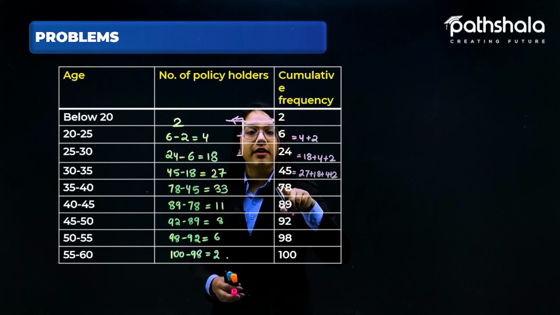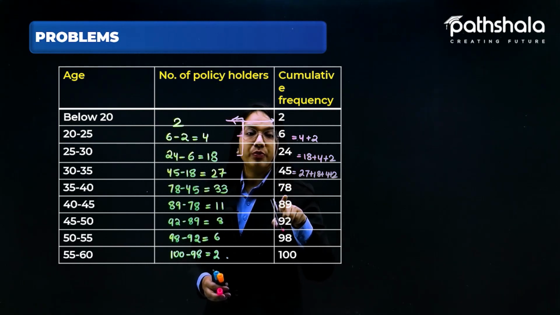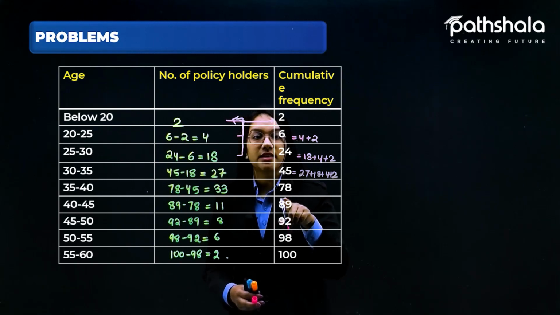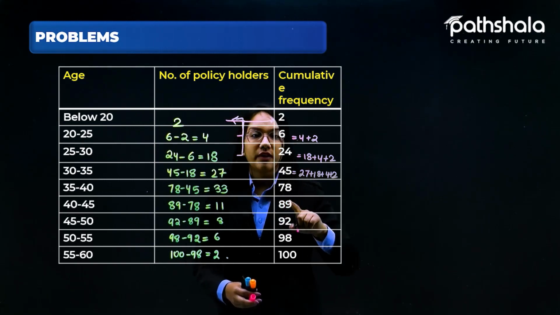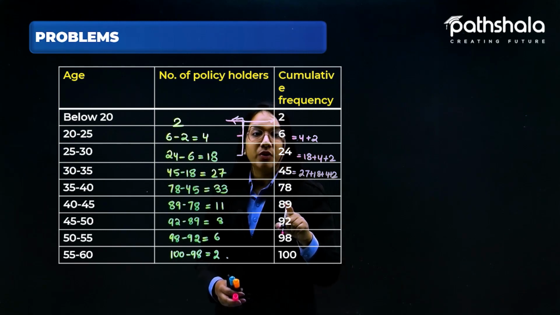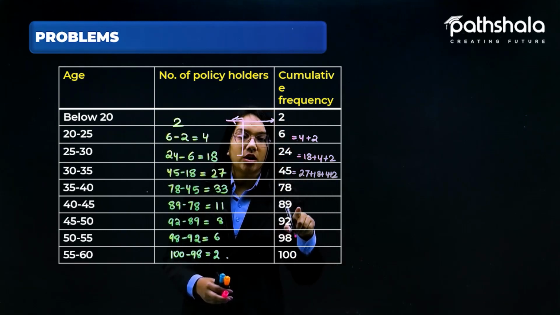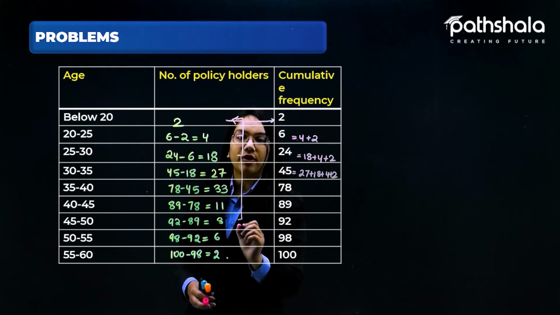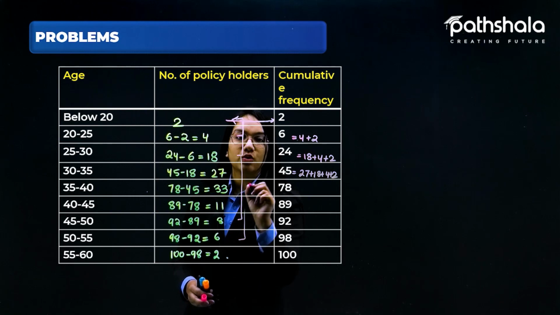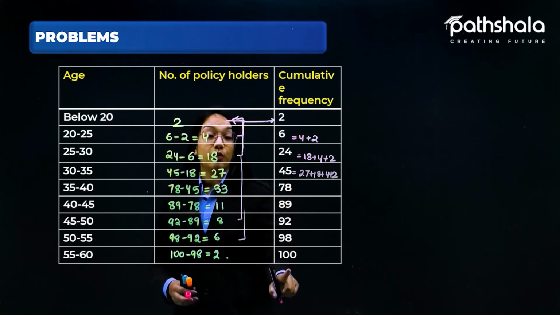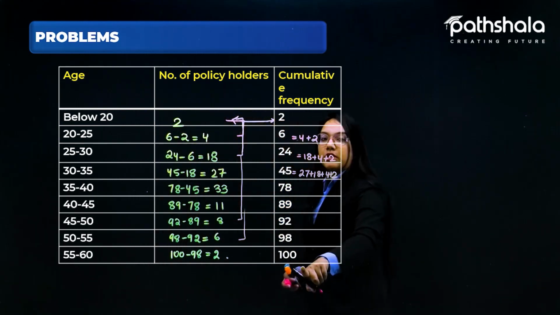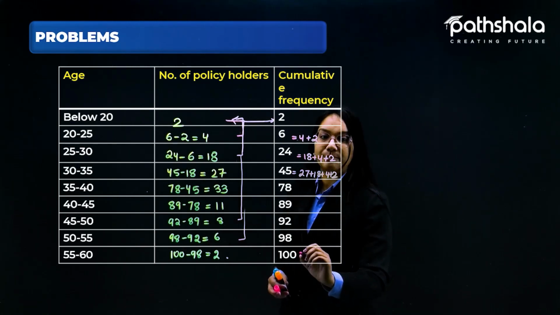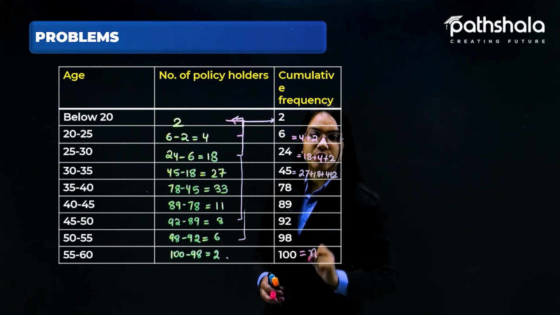In the similar manner, we just take the sum of the preceding classes, and we get 78, and further 89, and further 92. At the end, we get the answer equal to 100, which represents our small n.